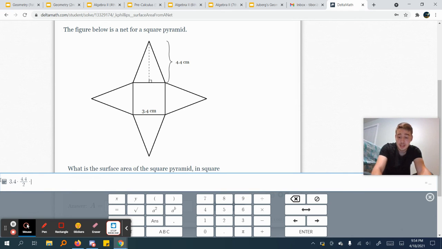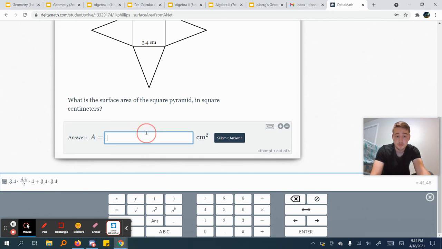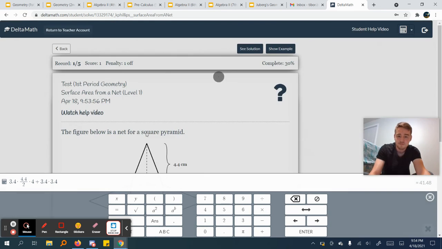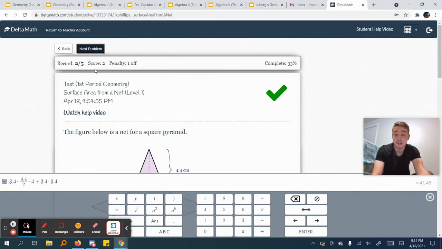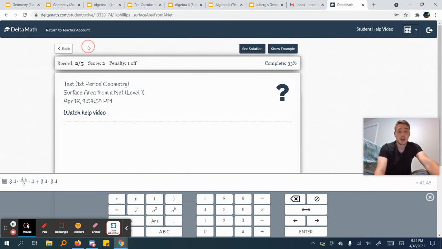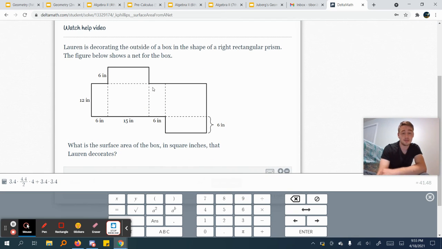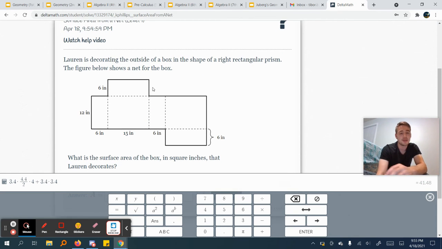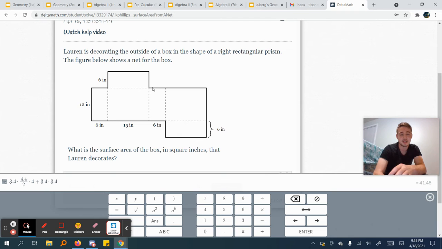We're going to have to multiply that by 4 because there's 4 of those things, namely 1, 2, 3, 4. And then we're going to have to add the square with side length 3.4. So 41.48 is what we get whenever we add those things together. We nailed it. I imagine these are all going to be fairly similar, but you've got to make sure you break it down into the pieces.